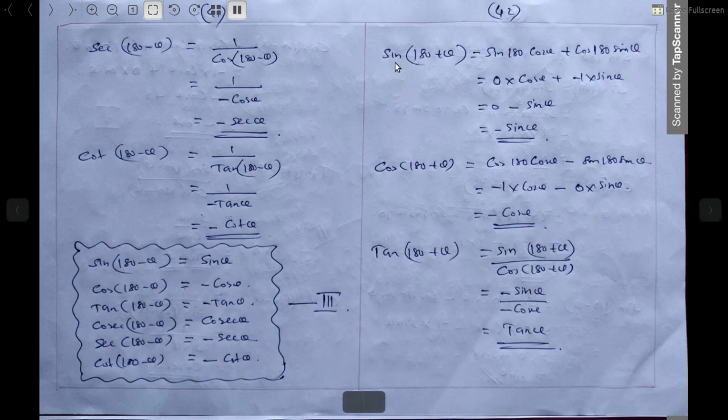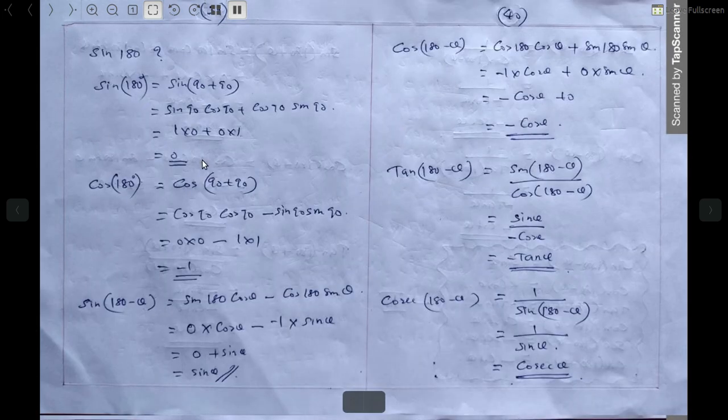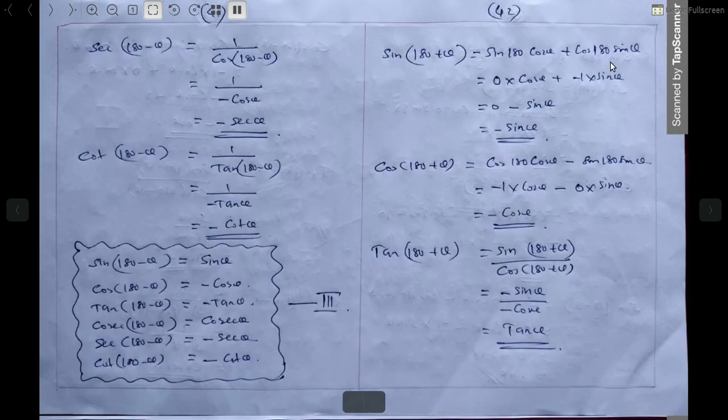Similarly, 180+θ: sin(180+θ) is equal to sin(A+B), sin A cos B + cos A sin B. Sin 180 is taken as 0, and cos θ plus cos 180 is minus 1 into sin θ. So finally minus sin θ.